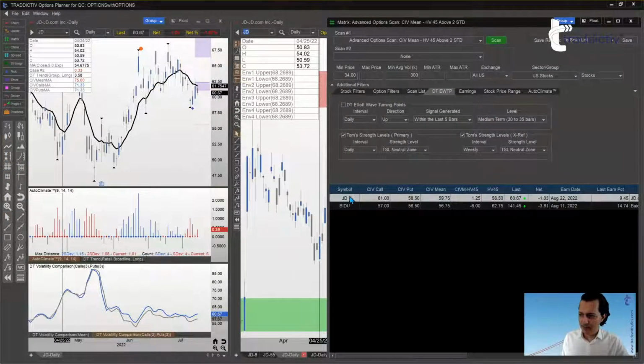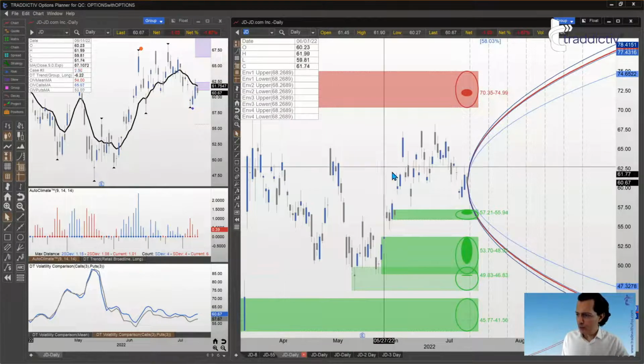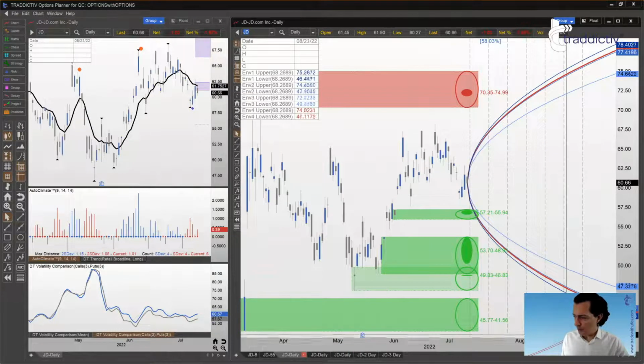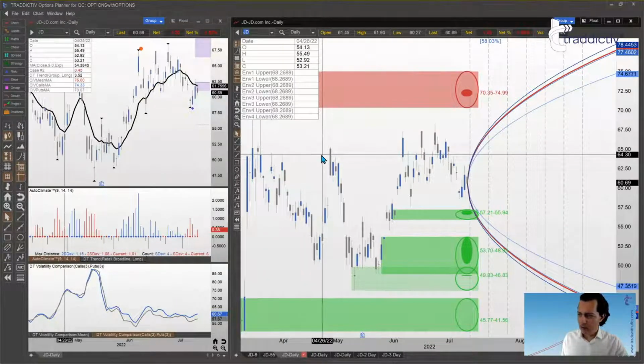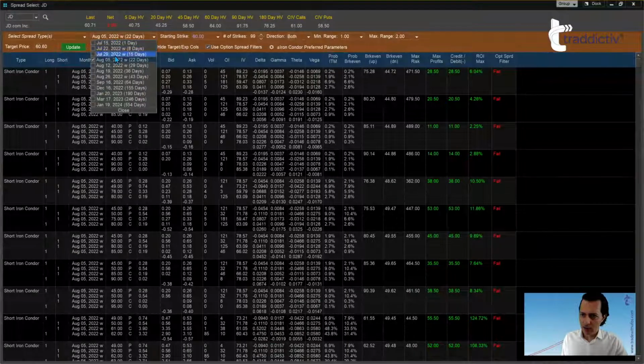Yes, JD. Okay. So this is a cheaper stock. Earnings are on 8/22, so we can go all the way to 8/19. Okay, 8/19. So let's take a look at all those various expiration dates.